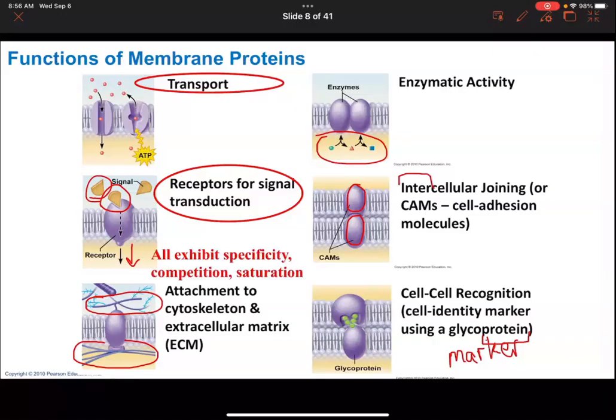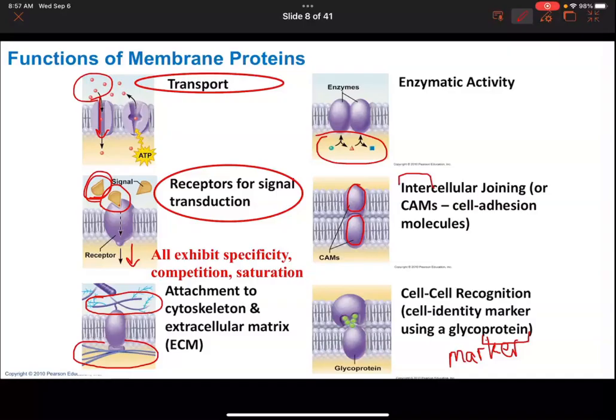All transport proteins and all receptor proteins exhibit specificity. What we mean by that is that they will only work for certain molecules. You have to have a specific molecule that will fit within a transport protein, because it has to be the right shape, the right size. It has to fit. You have to have the right and the specific molecule to bind the receptor. The receptor proteins have a very specific spot made for a specific molecular signal. So both of these proteins exhibit specificity.